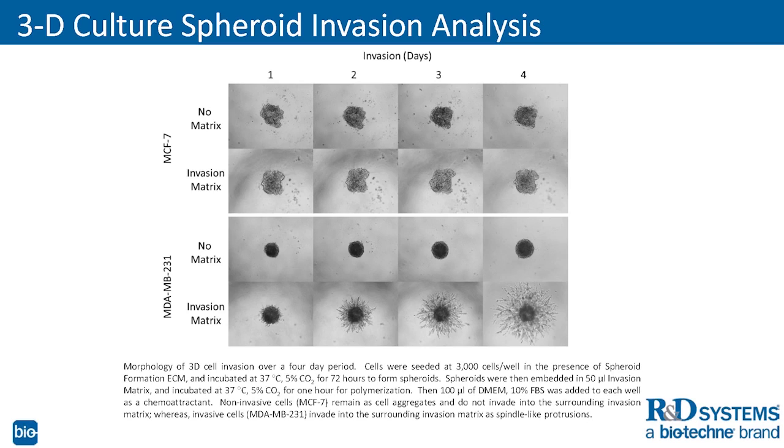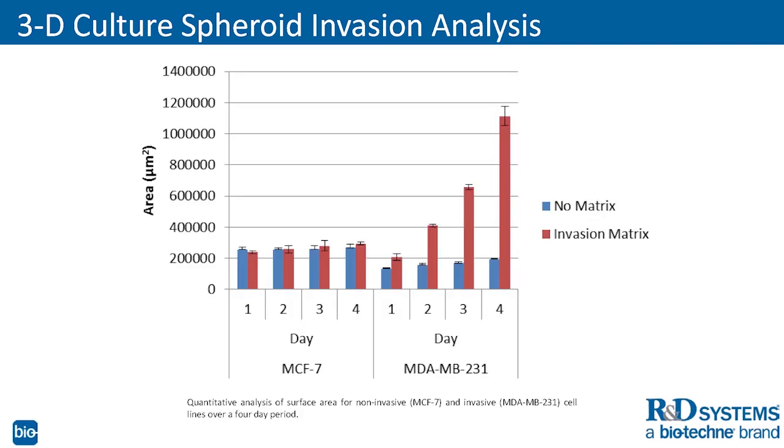And we can quantitate this as such. Here we see MCF7, no difference between no matrix and invasion matrix, no invasion. With the MDA MB231s, we see a subtle increase in the size for no matrix of the spheroid size, whereas with the invasion matrix, we see a very robust response, very robust increase in size.